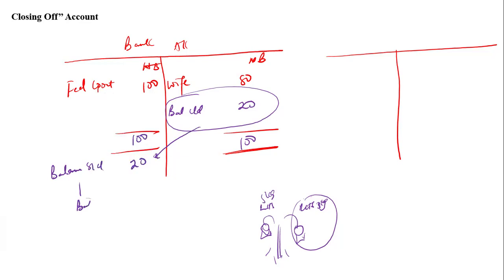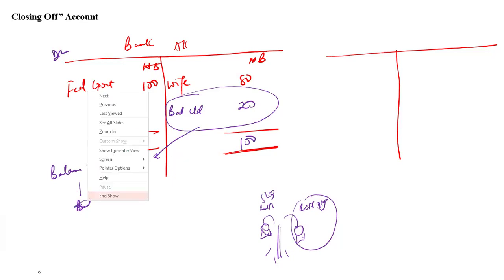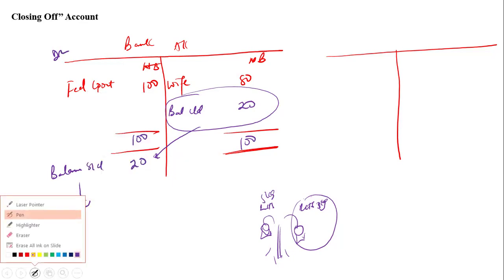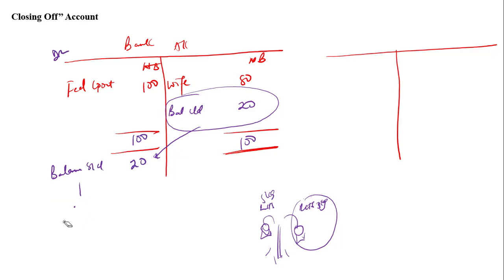Looking at this, the balance is on the debit side. So we refer to this as what we call a debit balance. Because we have the balance on the debit side, this is referred to as a debit balance. So this ledger is having a debit balance.